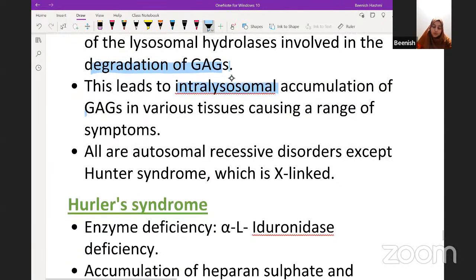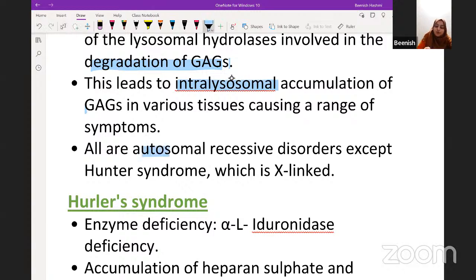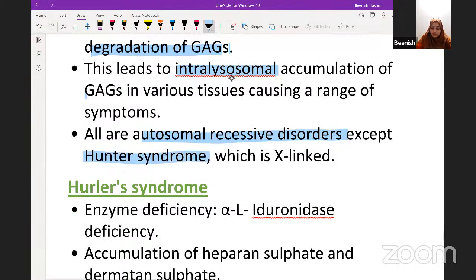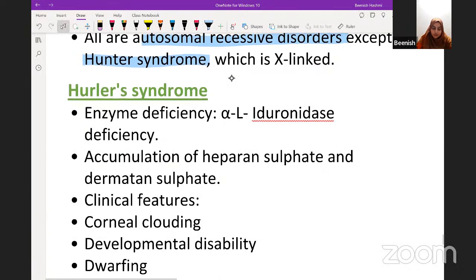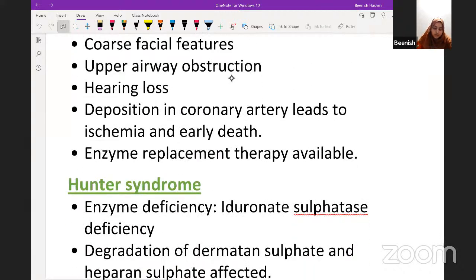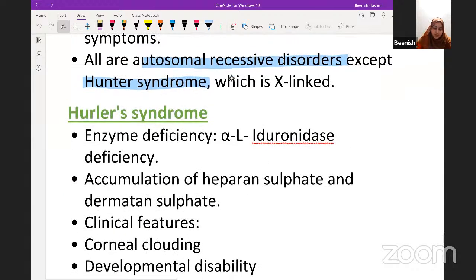So all your mucopolysaccharidoses are hereditary autosomal recessive disorders, except for Hunter syndrome, which is X-linked. So two important mucopolysaccharidoses are Hunters and Hurlers. Although there are others as well, these are the two most important ones, so we'll be taking them up.